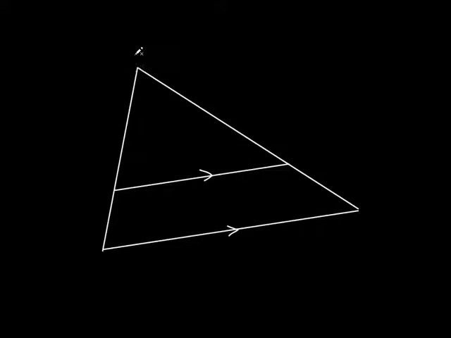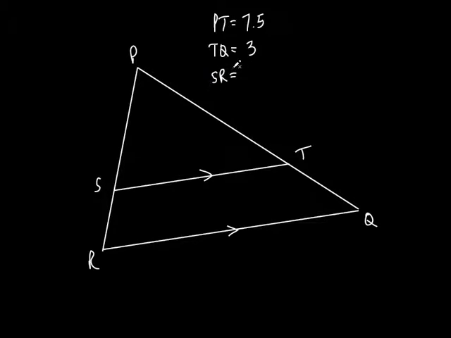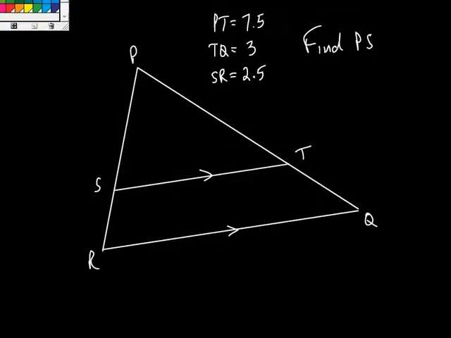So let's put some letters in here. This is P, S, R, and this is T and Q. All right, here's what the problem says. This is an example on page 484 if you want to look at it. It tells you that they're parallel, and it says PT, let's just write this down so you see it the way it looks in the book. PT is 7.5. It tells you TQ is 3. And it also tells you SR is 2.5. And the question says find PS. So that's pretty much exactly the way it looks straight from the book.